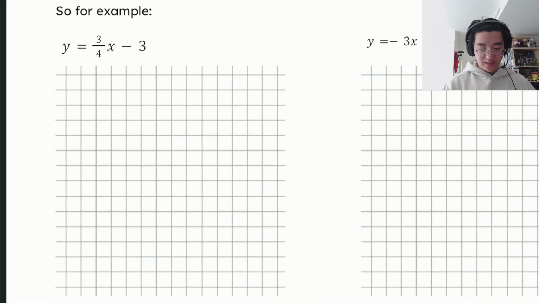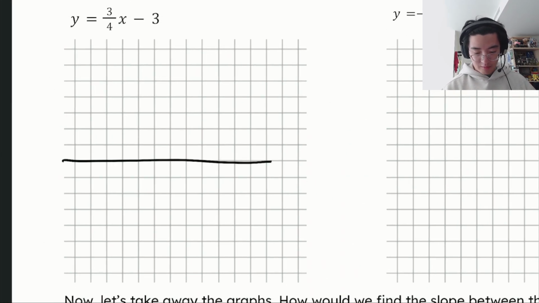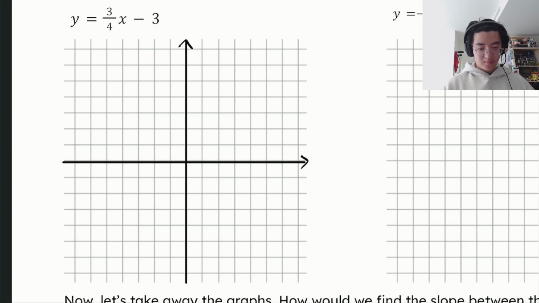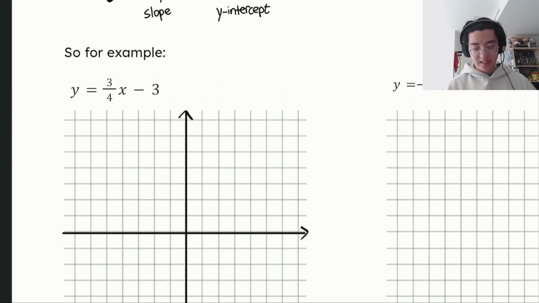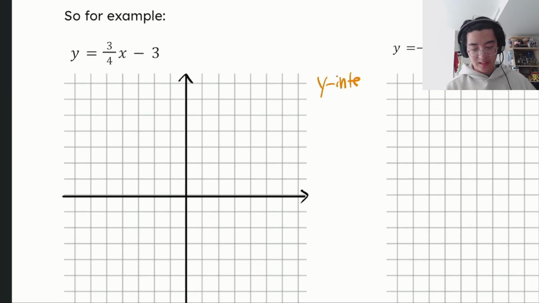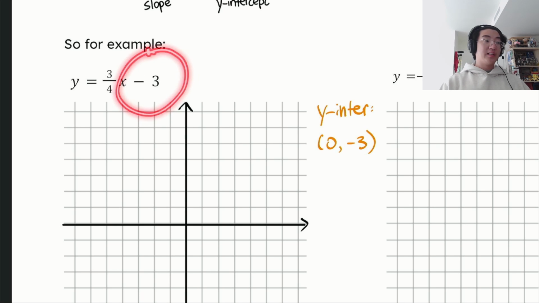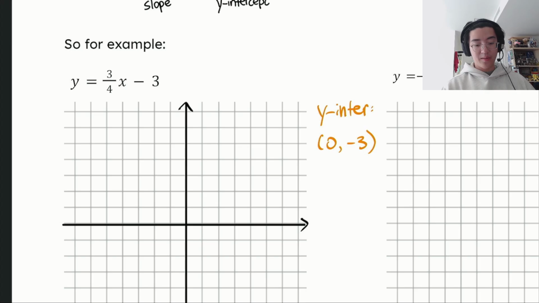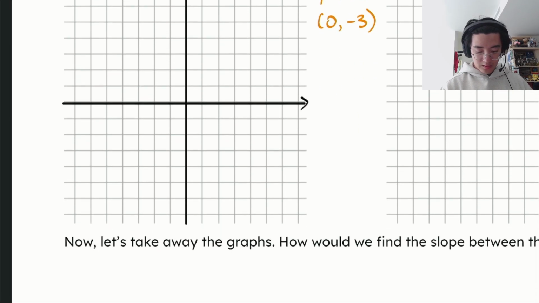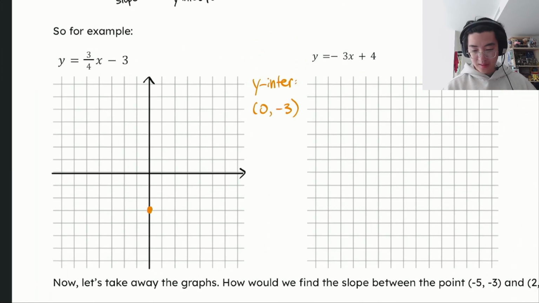So let's take this first example here. Let's get our grid lines or axes out. The first piece of information is the easiest one, the y-intercept, because it's literally given to us, which is 0, -3. So this tells us the y-intercept. In this case, it's -3. This line touches the y-axis at 0, -3. That's our y-intercept.